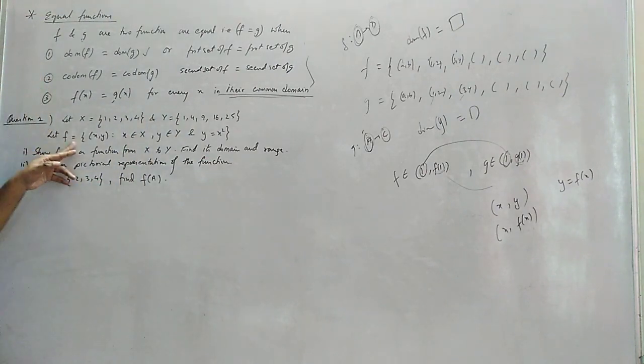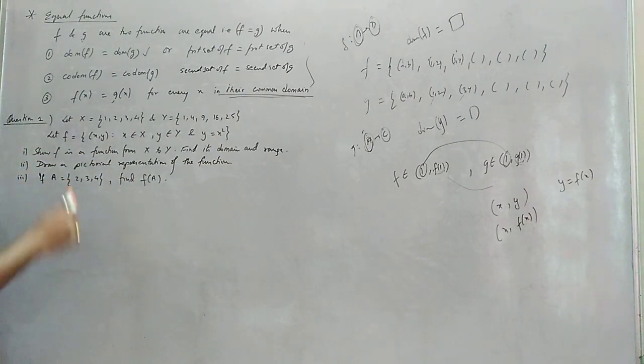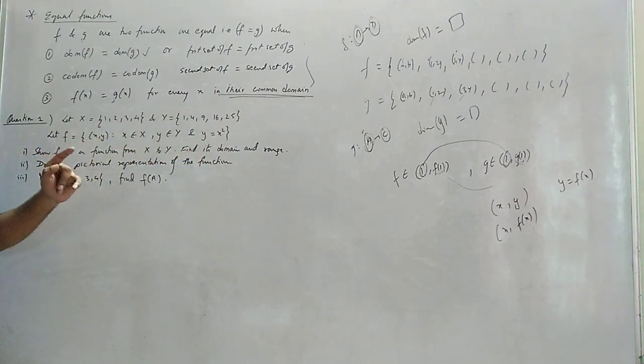Let small f equal to the set of ordered pairs (x, y) such that x belongs to capital X and y belongs to capital Y and y equals x square. What is this? Relation. It's not mentioned in the question whether it's a function or not. It's just mentioned this is a set, and this set looks like a relation.